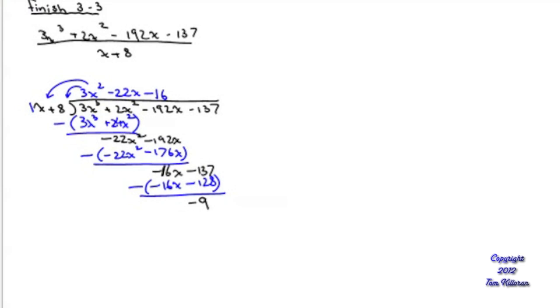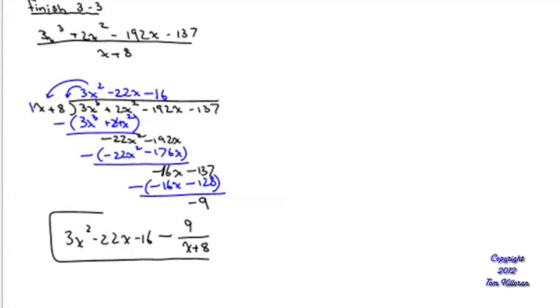My quotient is 3x squared minus 22x minus 16. And my final answer, if I want to write it properly, would be 3x squared minus 22x minus 16. Because the remainder is negative, I'm going to write it as a minus a fraction. What's the fraction? 9 over x plus 8. And that becomes the solution of that ugly polynomial divided by x plus 8.